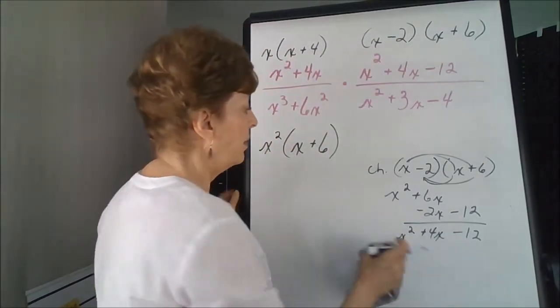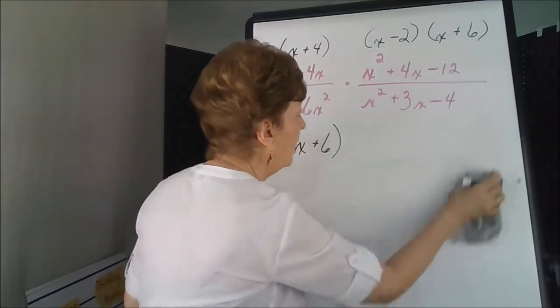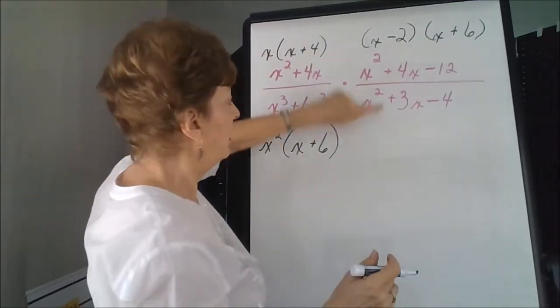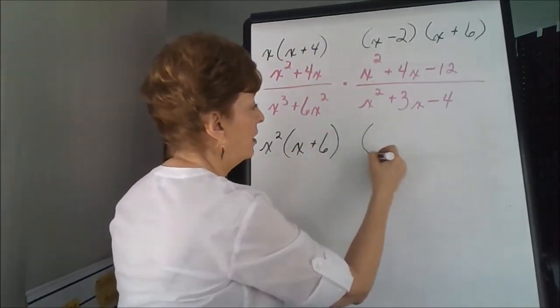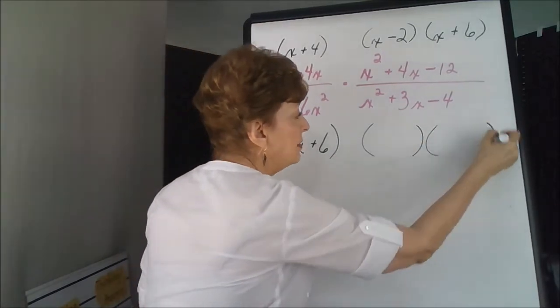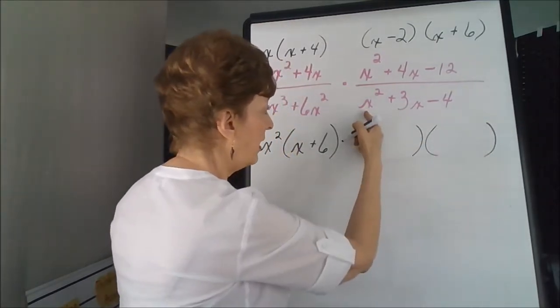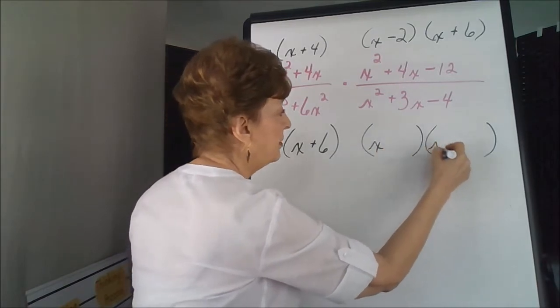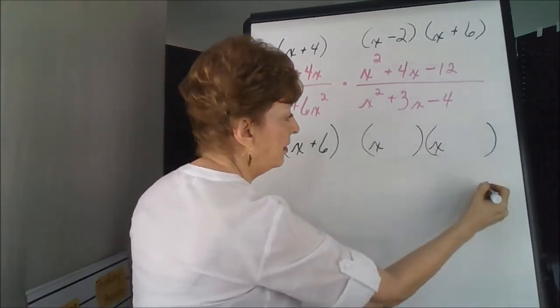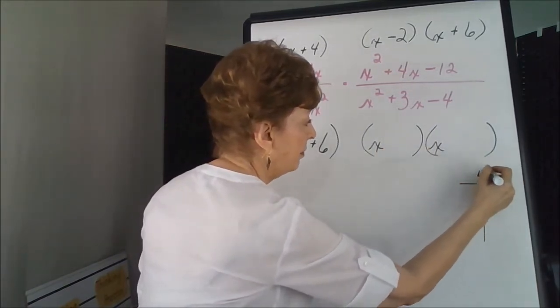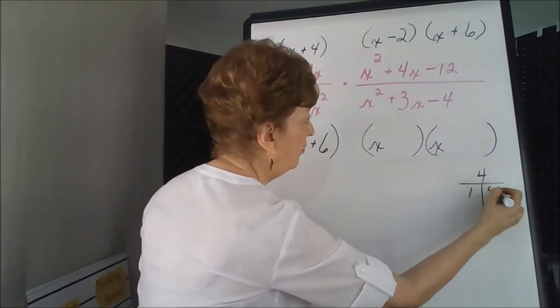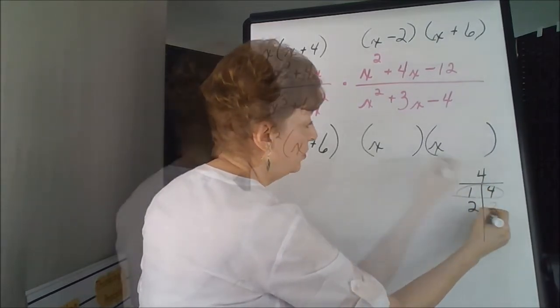Fine, we're good with this. Our thinking process was fine. For this one, again, it's a foiling situation. Our x can go in both of the front positions, and this time our 4 is on the block. So we have 1 and 4, and we have 2 and 2. Here are the numbers that we want.